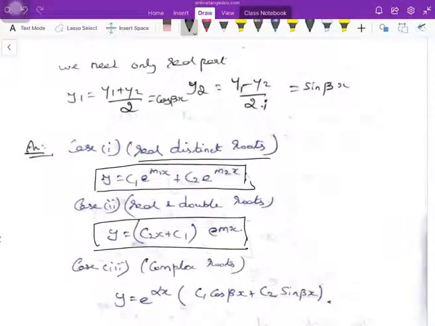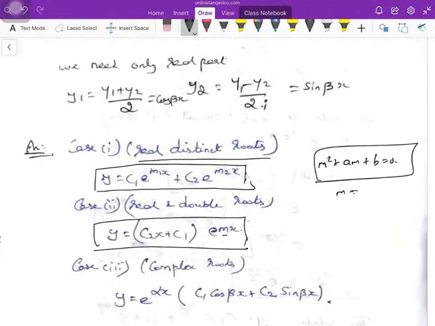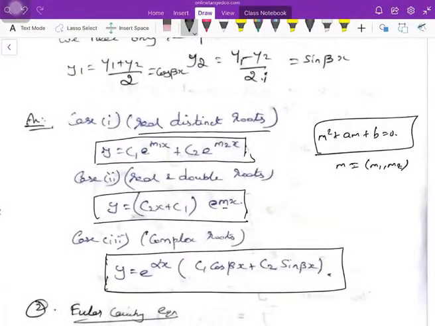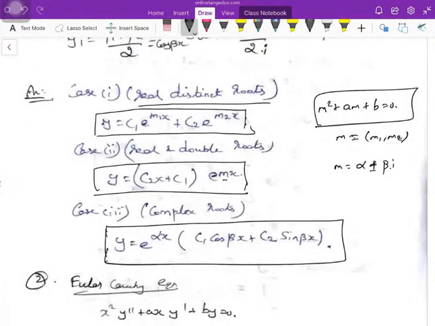Instead of lambda, I'm using variable m, nothing else. So m square plus a m plus b is equal to 0. I'm solving this equation and finally getting two roots, m1 and m2, and these give my solutions. Then for complex roots, m is alpha plus or minus beta i. If I have something like this, the solution will be e power alpha x into c1 cos beta x plus c2 sin beta x. That's all, nothing else. These are the three different solutions. I hope this concept is clear.